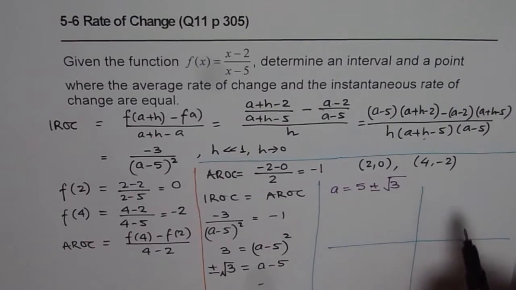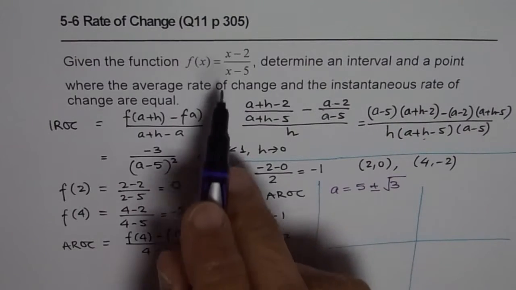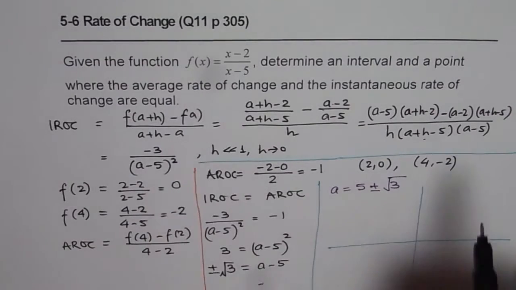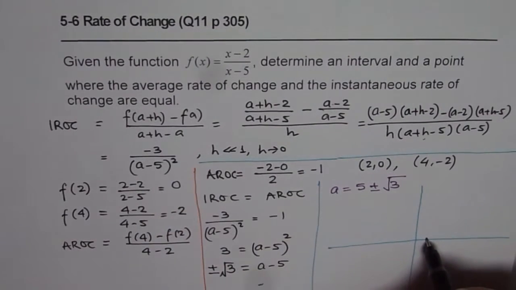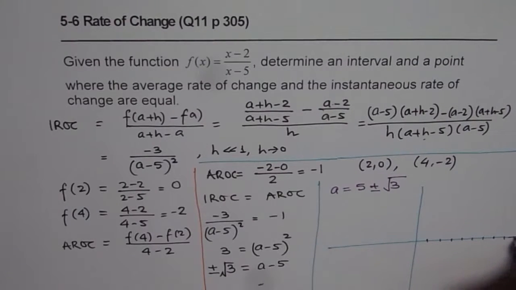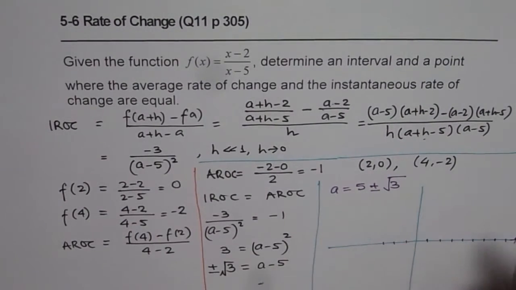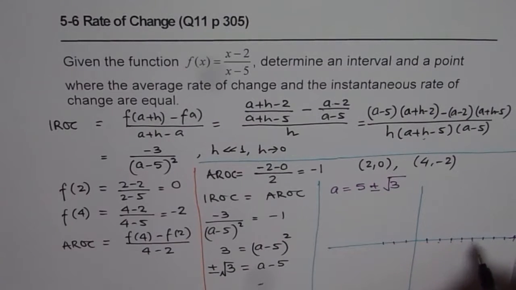Okay, so what I will do now is try to sketch the function itself. It is f of x equals (x minus 2) divided by (x minus 5). So we can mark 1, 2, 3, 4, 5, 6, 7, 8, let's say 9. So 1, 2, 3, let's say. Okay. So we have a vertical asymptote at x equals 5. This is 1, 2, 3, 4, 5. So there it is. So this is my vertical asymptote.